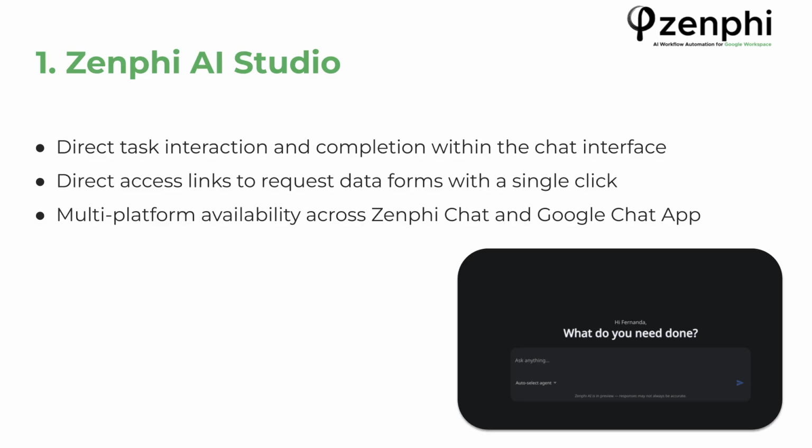We announced this on our last episode of Zenphi Unlocked. However, we have integrated task management and data request capabilities directly into the Zenphi AI Assistant. Whether you're using the native Zenphi Chat or the Zenphi Google Chat App, you can now view, respond to, and complete your assigned tasks right from the chat interface. And even better, when your flow requires additional information or inputs, like for example a request data, it'll direct you to the access link to be able to go to the form directly without needing to leave the conversation or even go to your inbox.